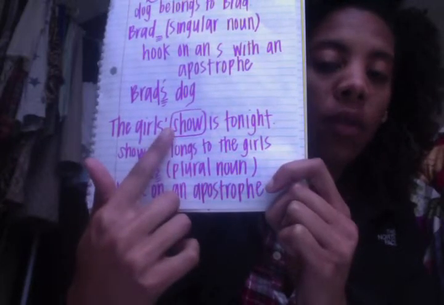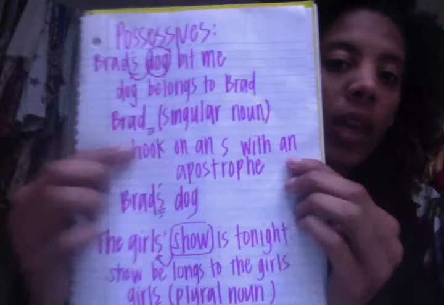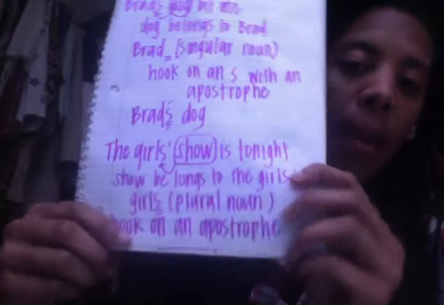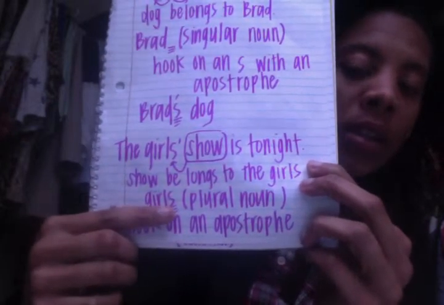Girls, apostrophe. So with a singular noun, Brad, you have to hook on the S with an apostrophe. With a plural noun that already has an S, girls, all you have to do is add an apostrophe.